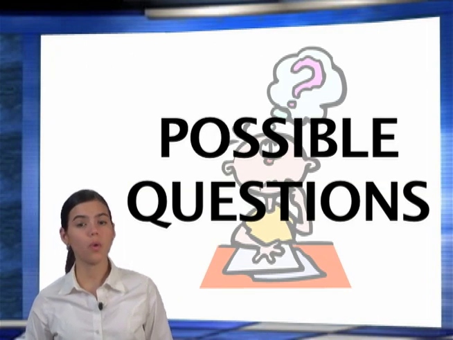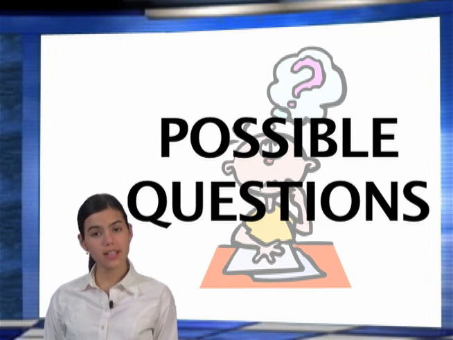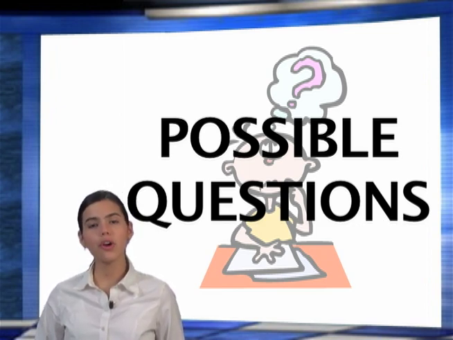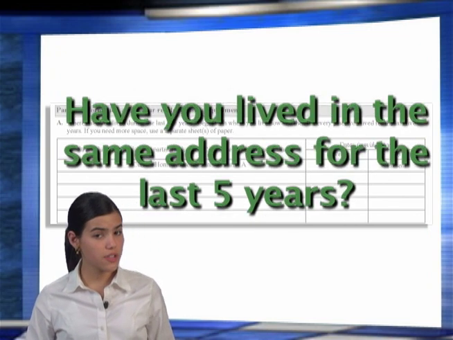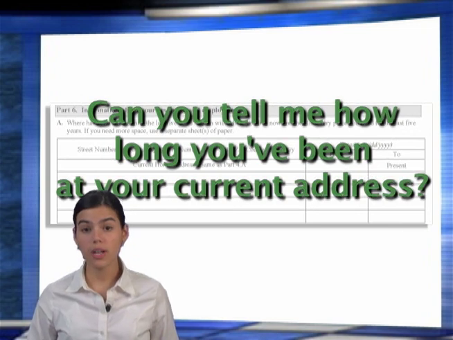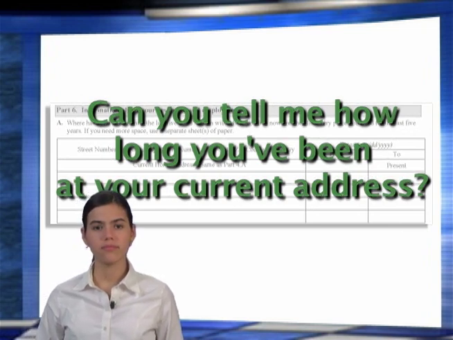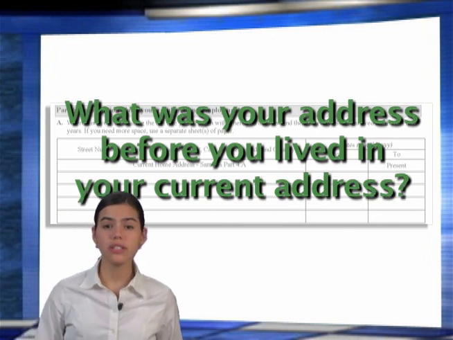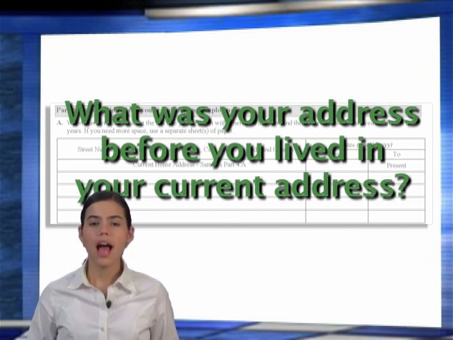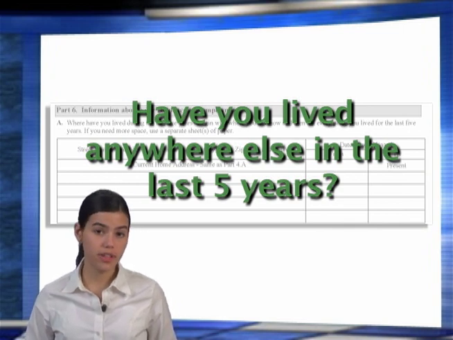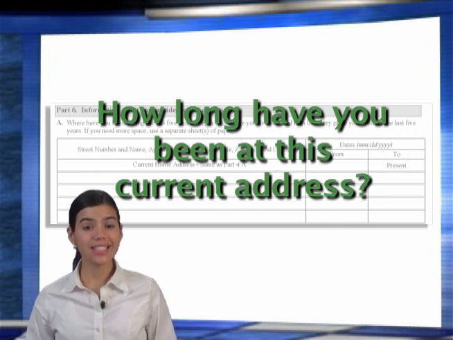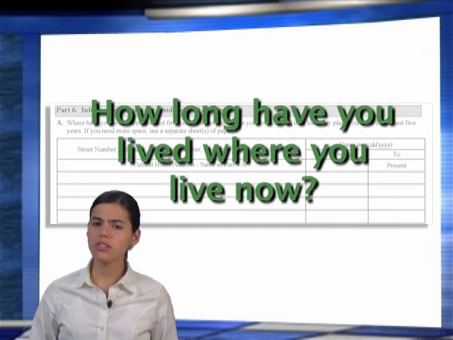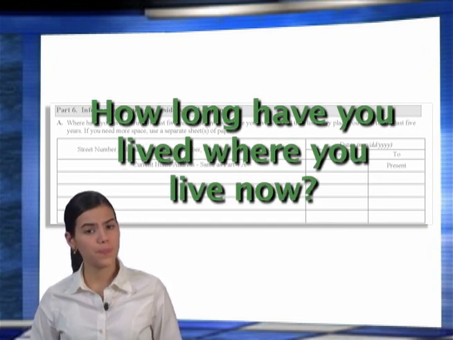Here are some of the possible questions that can be asked of you from Part 6, Section A of the N400 about your home addresses. Where have you lived during the last 5 years? Have you lived in the same address for the last 5 years? Can you tell me how long you've been at your current address? What was your address before you lived in your current address? Have you lived anywhere else in the last 5 years? How long have you lived at your current address? How long have you lived at this current address? How long have you lived where you live now?